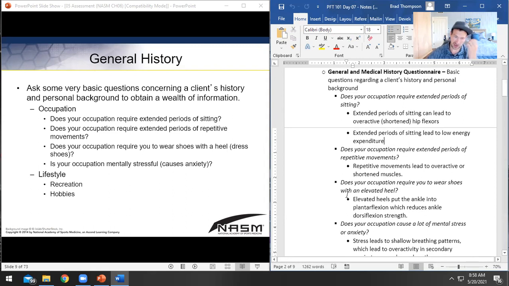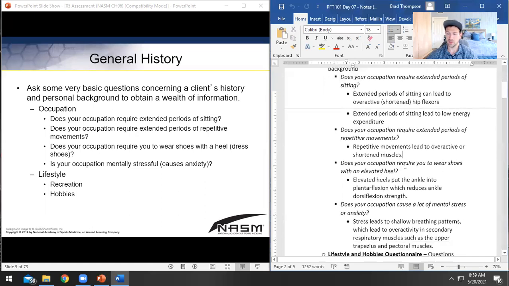So if you ask your client if they have extended periods of repetitive movements in their lifestyle, and they also complain that they have regular shoulder pain, that could absolutely be related to these repetitive movements they're making. Maybe it's a lot of overhead stuff. Maybe it's a lot of twisting, whatever it happens to be.